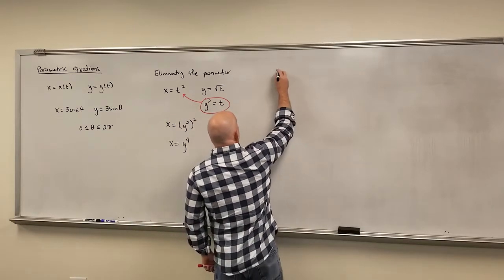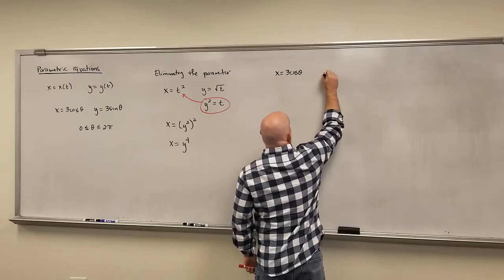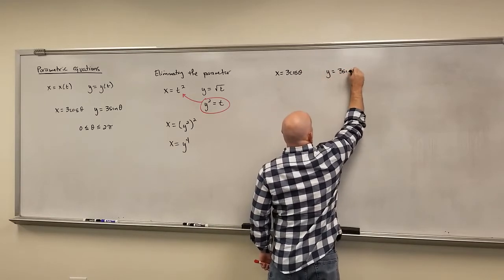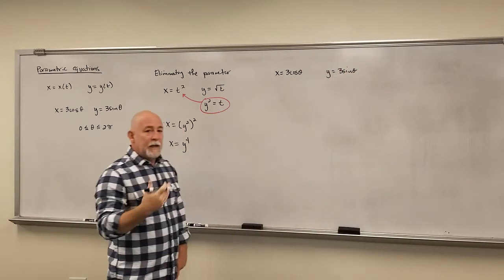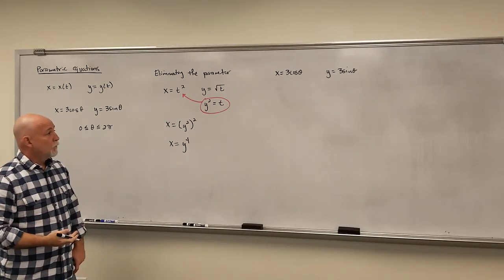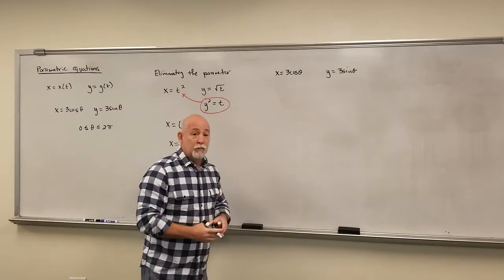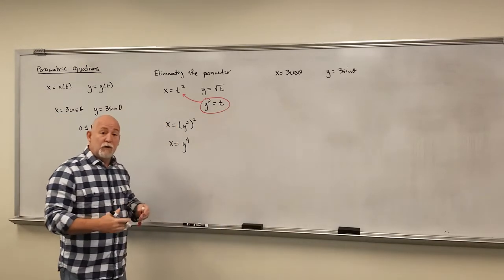If we have x is equal to 3 cosine theta and y is equal to 3 sine theta. Now when we sketched this, we kind of guessed that it was a circle. Is there any way to tell that it's a circle? Well, you actually can. To get rid of the trig functions, we're going to use some trig identities.